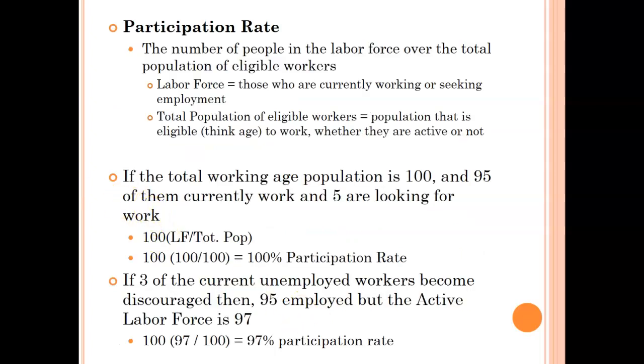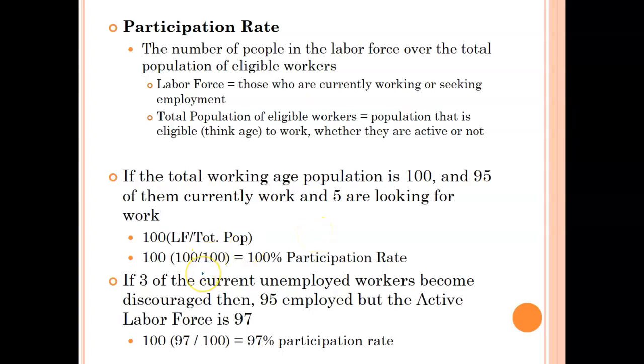So for participation rate, if the total working age population is 100 people and 95 of them are currently working and 5 of them are looking for work, so 95 are working, 5 are looking for a job, then the labor force is everybody. Labor force is 100. Total population is 100. So we have 100%: everybody that could be working has a job or is looking for a job.